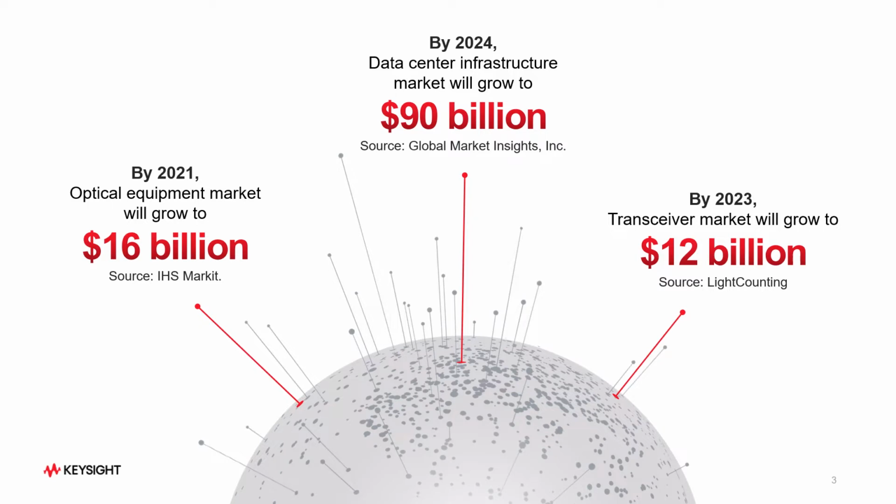The overall data center infrastructure and hyperscaler market is growing quickly. By year 2024, it is estimated to grow to around 90 billion US dollars. Part of that growth will be from the market which is going to serve both the data center and the hyperscaler, which is expected to grow to around 12 billion by the year 2023.